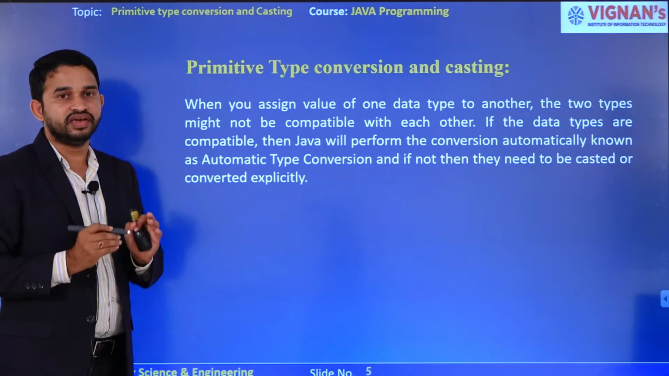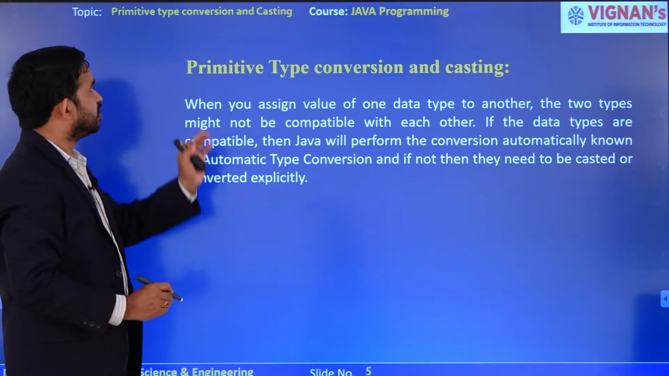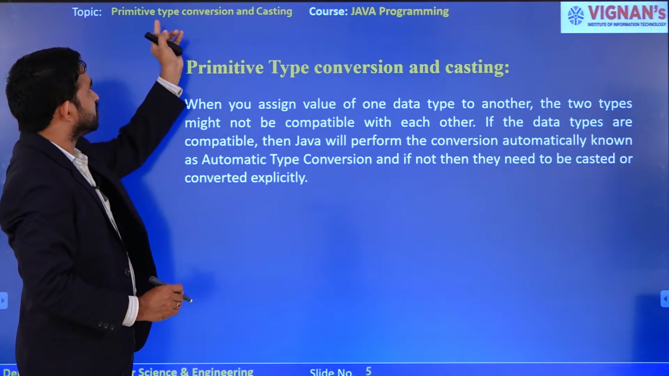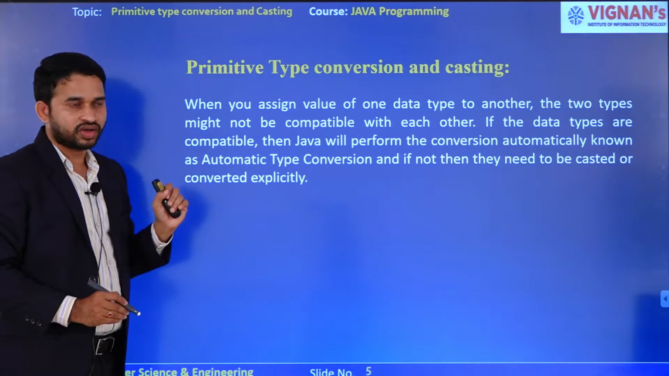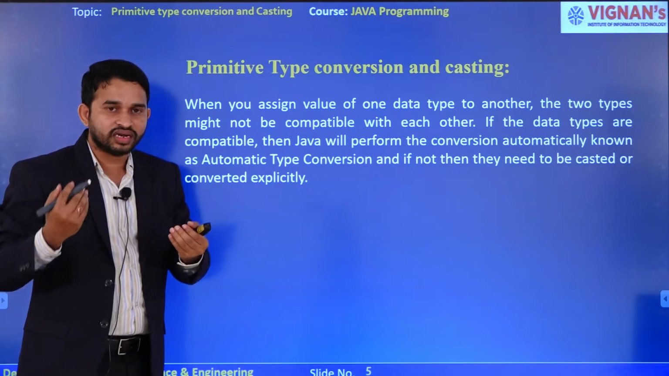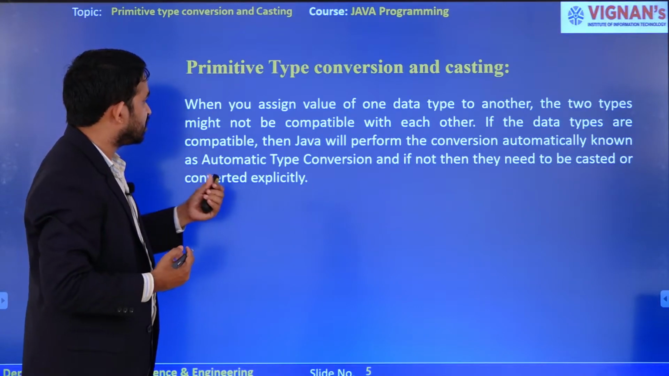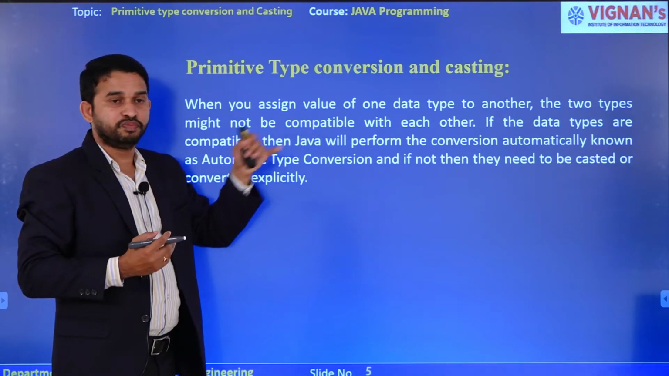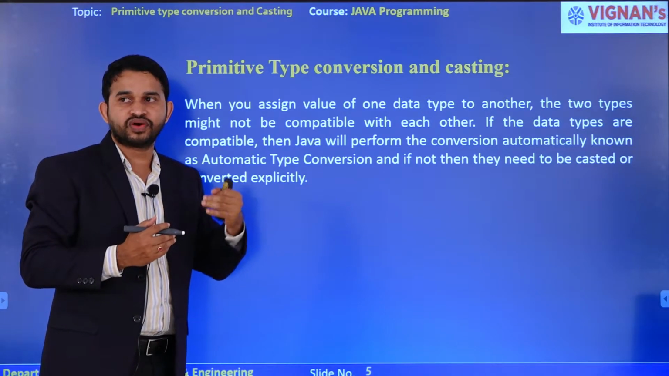This is very important while we are writing our Java programs. So what is the meaning of type conversion, primitive type conversion, and casting? First we will see the meaning of conversion. When we are assigning a value of one data type to another data type, there may be a chance of a compatibility problem. If both are compatible we go for one approach. If both are not compatible we go for another approach.